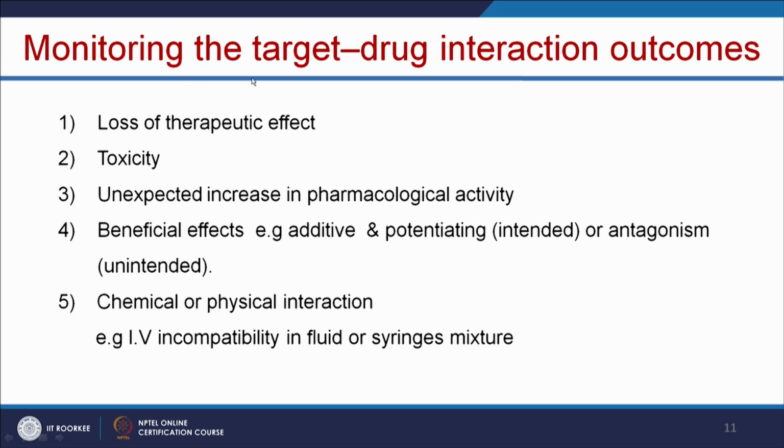And the next one is monitoring the target drug interaction outcomes. When you give the drug, we have to check whether there is any loss of therapeutic effect, what is the toxicity of the particular drug, and whether there is any unexpected increase in the pharmacological activity. For example, it may give some beneficial effects, it can give additive effects, or sometimes it may give an antagonism effect. And the next thing is you have to study the chemical as well as physical interaction. For example, you have to study whether your drug is compatible in a fluid or syringe mixture.